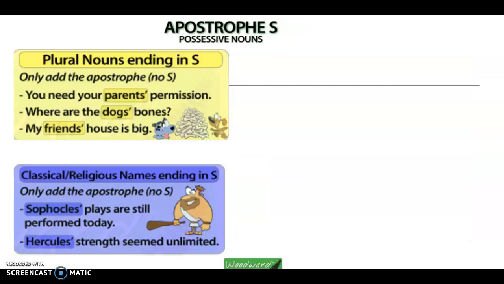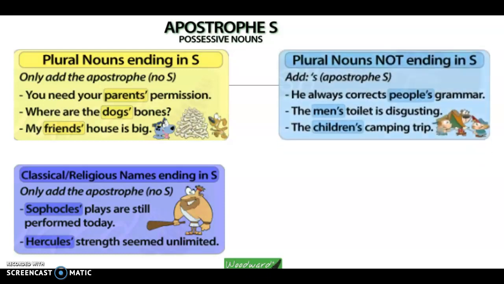What happens with the plural ones? Let me see. Plural nouns ending in s, we only add an apostrophe when they are plural. Classical religious names ending in s, we add an apostrophe too at the end of the noun. Plural nouns not ending in s, in this case we have to add apostrophe s, like in people's toilet, children's camping.